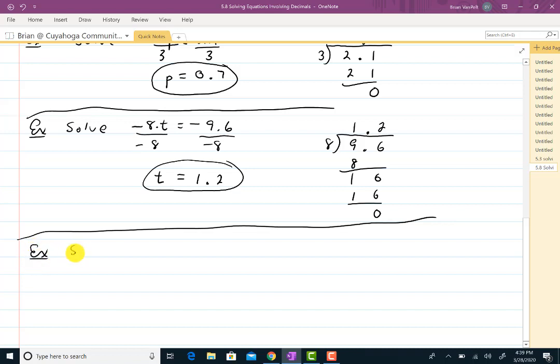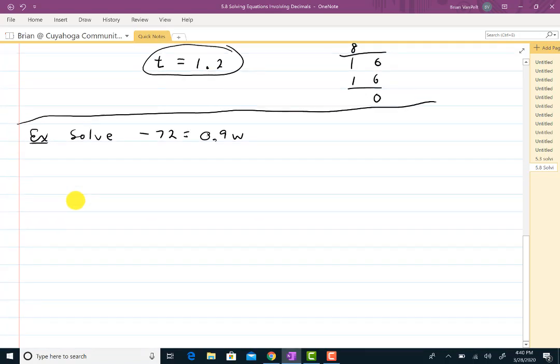Similar problem. It's actually the same problem. I'm just going to put the letter on the opposite side. We have negative 72 equals 0.9w. So now I hope it's clear that you'll want to divide by 0.9 on both sides. That'll get w by itself.